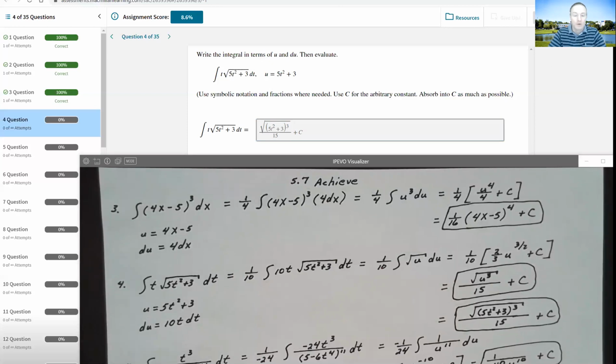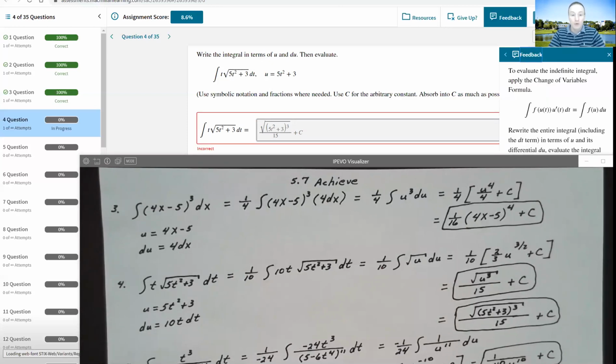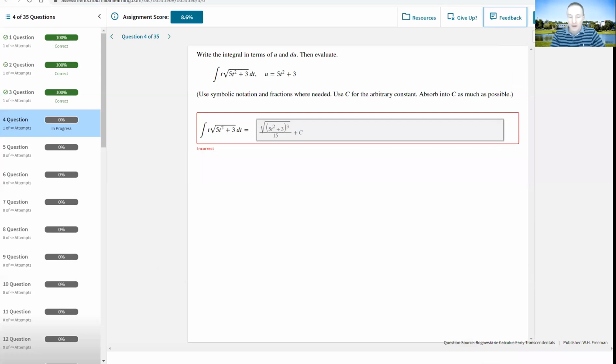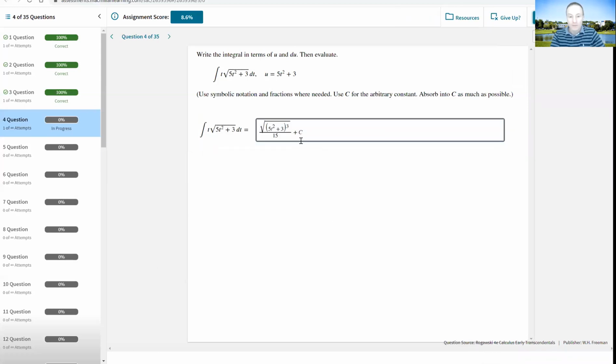Glorious. We go to the next question because it, oh, no, I don't. Let's see what's going on here, guys. So I do not think I've done anything wrong. The square root of 5t squared plus 3 cubed all over 15. That is a fantastic answer. Let me show you something that I think Achieve is bad about sometimes. They're not very accepting of different formats of answers.